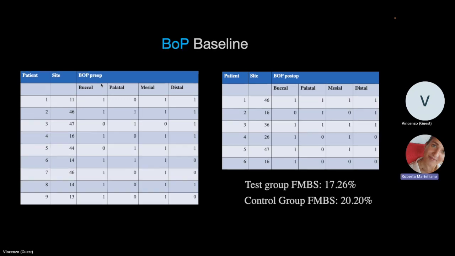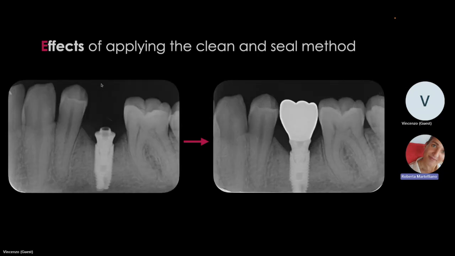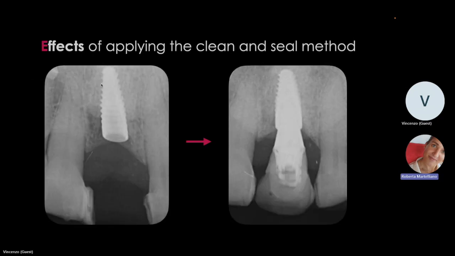And probably it's quite obvious that the bleeding on probing can be reduced by using this type of application compared to the control, where the bleeding on probing was much less reduced. And finally, some cases where we can compare that if we do not have a very advanced defect configuration, we can have a very nice healing. That was the acute treatment.